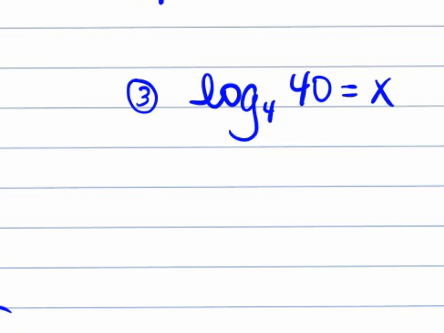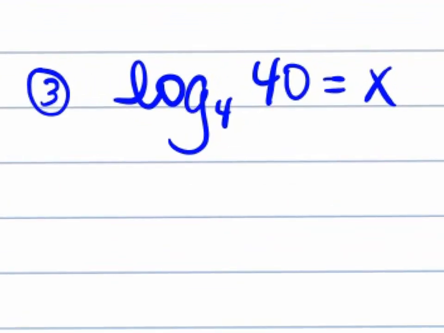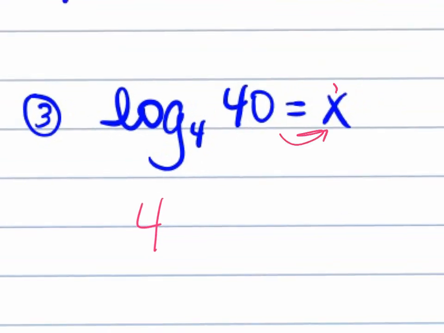All right, moving on to the next one. I'm in which form? Log. So I want to go to? So my little 4 becomes base. Big. And then what happens with x and 40? They switch. They switch spots. Perfect. Does that make sense? Okay, good.